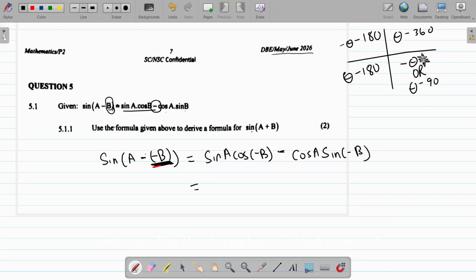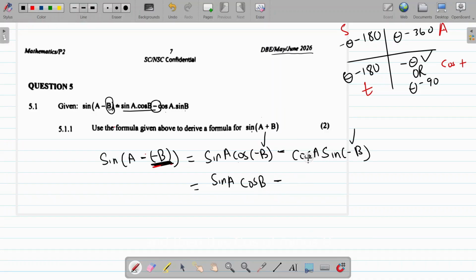So if you have a negative angle like minus theta, in this case we have it as minus b, you are basically saying that you are in the fourth quadrant. And remember, in the fourth quadrant, only cos is positive. Remember, all of them are positive in the first quadrant, sine is positive in the second quadrant, and tan is positive in the third quadrant. So in the fourth quadrant we have cos as positive, implying that we're going to have sine of a, and then cos of minus b, since cos is positive in that quadrant, will be cos of b.